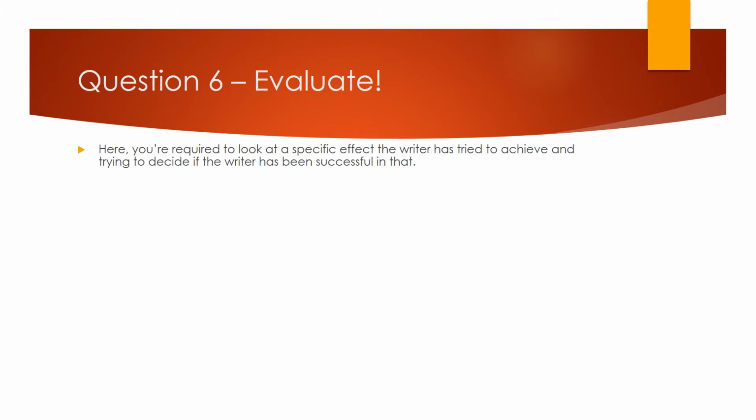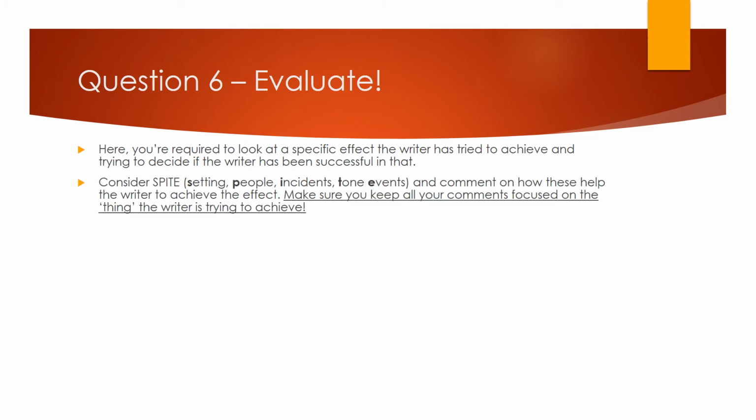It will ask you to look for a specific effect. So it will say the writer has attempted to achieve, and then it will say something, and then you've basically got to be quite critical and decide whether or not the writer has actually achieved what they've set out to achieve. So consider the setting. When you're looking at what they've tried to achieve, you're looking at the setting that they've done it in. Does it reflect what it is they're trying to do? So if they're trying to create a sense of danger, is the setting a dangerous setting? Or is it out in the open with no dangers at all?